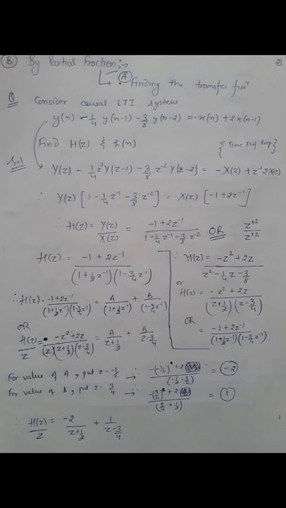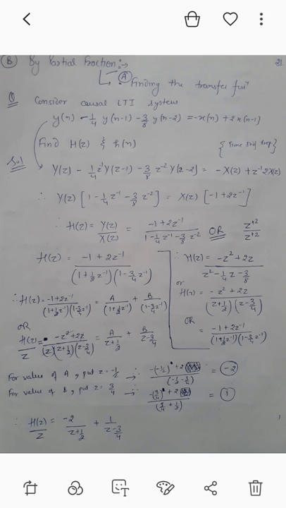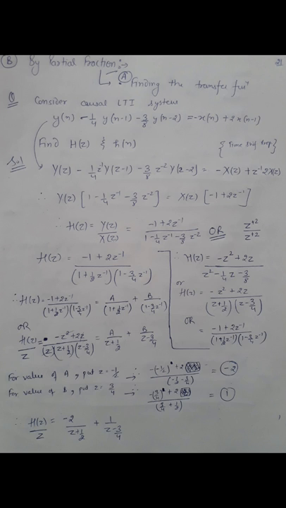Now take the z transform of the given difference equation. Y(z) minus 1/4 times the z transform of y[n-1]. Using the time shifting property, we shift by 1, so z inverse Y(z), minus 3/8 z^-2 Y(z), is equal to minus X(z) plus 2z inverse X(z). Take Y(z) and X(z) common, so H(z) is equal to Y(z) by X(z), and we get minus 1 plus 2z^-1 upon 1 minus 1/4 z^-1 minus 3/8 z^-2. Now we have to find h[n].